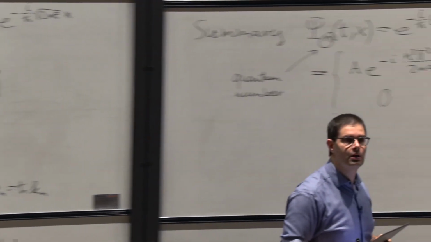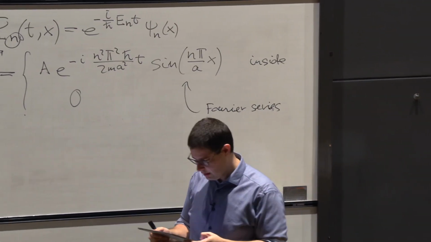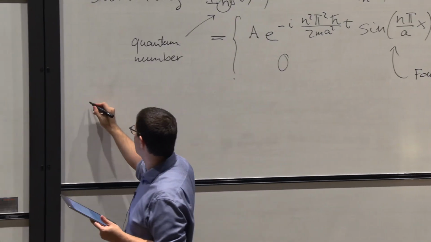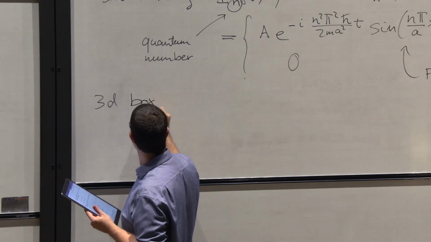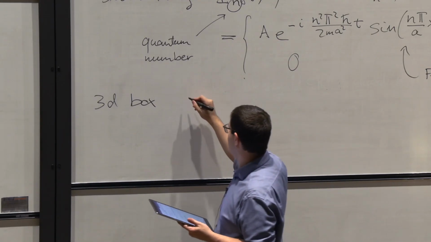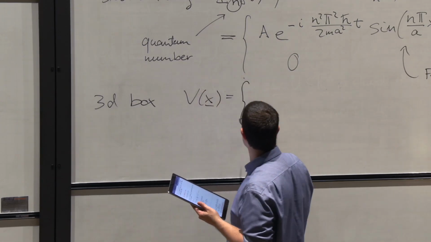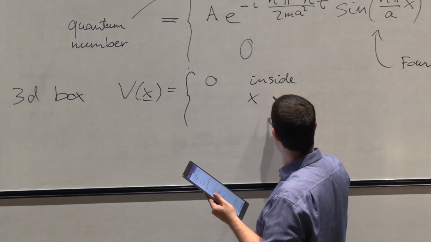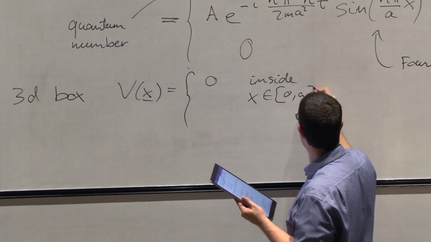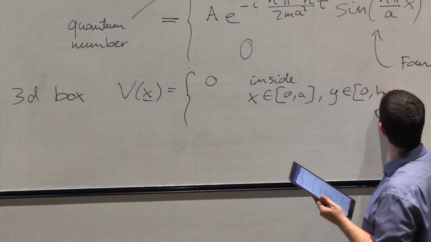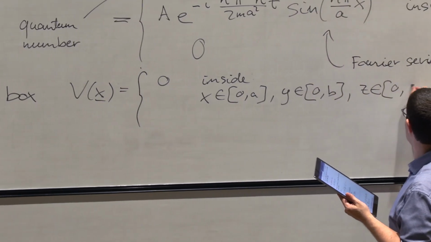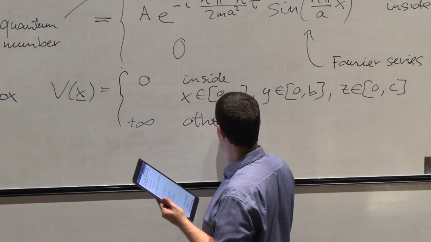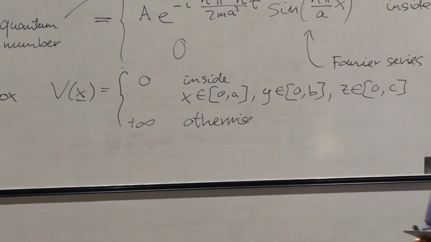Okay, any question? Okay, if not, then we will discuss a slightly more complicated problem, this time in 3 dimensions. Okay, so 3D box. Again, how do we model a 3D box? We model it by the potential, which is 0 inside. So what do I mean by inside? I mean that x, the first coordinate, has to be in 0 to a, y has to be in 0 to b, and z has to be in 0 to c. And if either of these is not satisfied, then we have infinite potential outside. Okay?